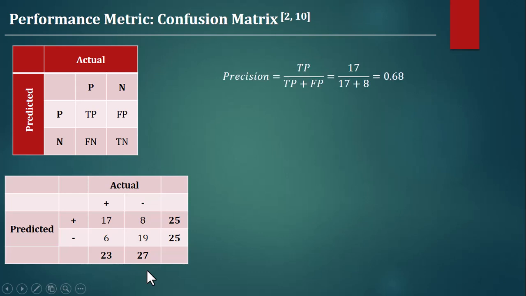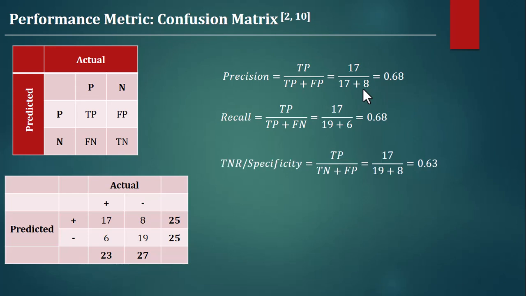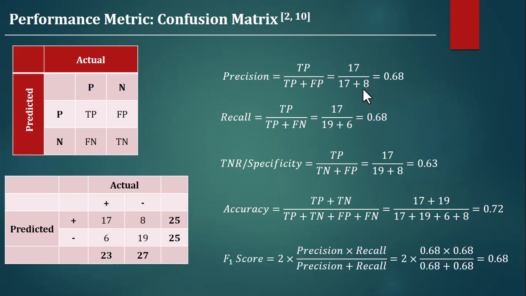Based on this confusion matrix, now we will evaluate the different parameters, like precision is true positive upon true positive plus false positive. So from this matrix we can see the values of true positive, true negative, false positive, false negative. We will put the values in the equation and we will get the final outcome. The precision for this confusion matrix is 0.68. Similarly, we can compute recall, TNR, that is the true negative rate, also known as specificity, accuracy, and the F1 score. To compute the F1 score, we should first have precision and recall. That is already computed in the first two steps. We are just plugging in the values and we are getting the F1 score to be 0.68.